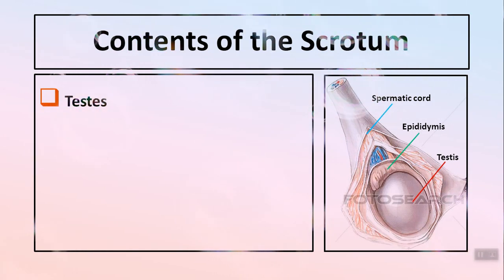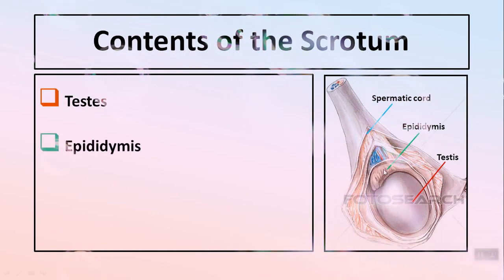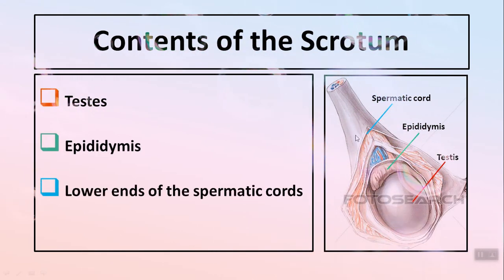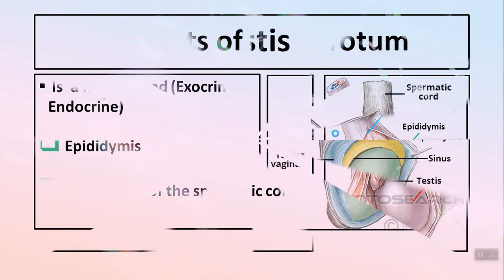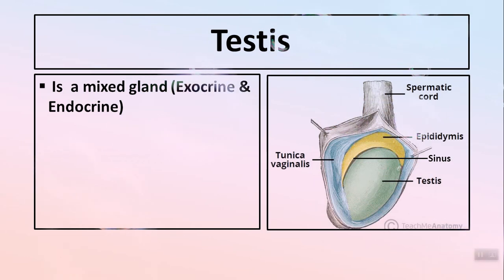What are the contents of the scrotum? The scrotum contains the testis, the epididymis, and the lower end of the spermatic cord. So it contains three structures: testis, epididymis, and the lower end of the spermatic cord. First of all, we will study the testis. The testis is a mixed gland, meaning it has both exocrine and endocrine portions. The exocrine portion will produce sperm, while the endocrine portion will produce the male hormone, which is androgen.